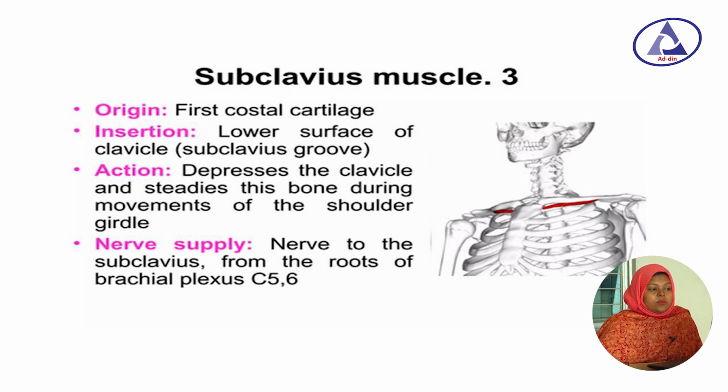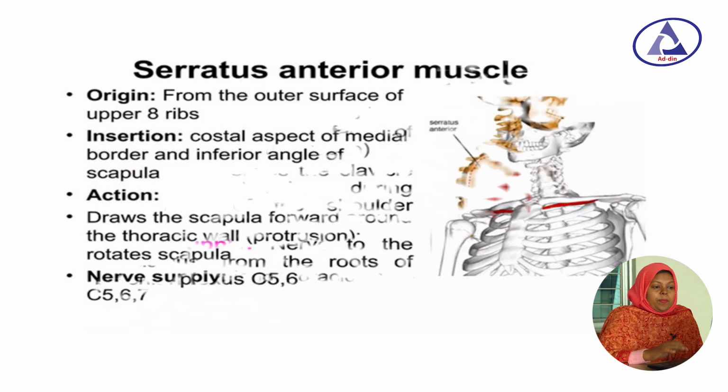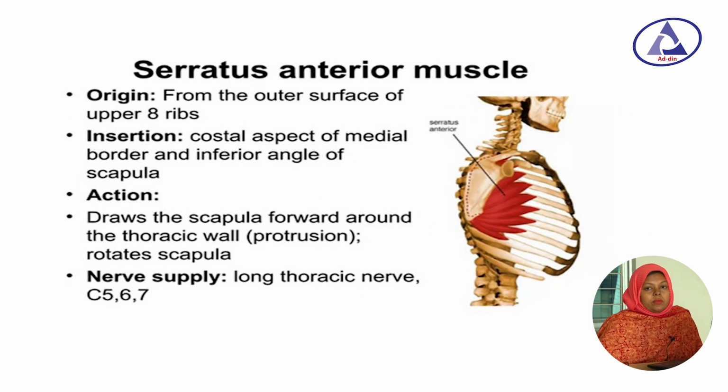And what is the action of the subclavius muscle? It is very important: it depresses the clavicle and steadies the bone during movement of the shoulder girdle. Nerve supply is from the upper trunk of the brachial plexus, that is the nerve to subclavius, and the root value is cervical 5 and 6.